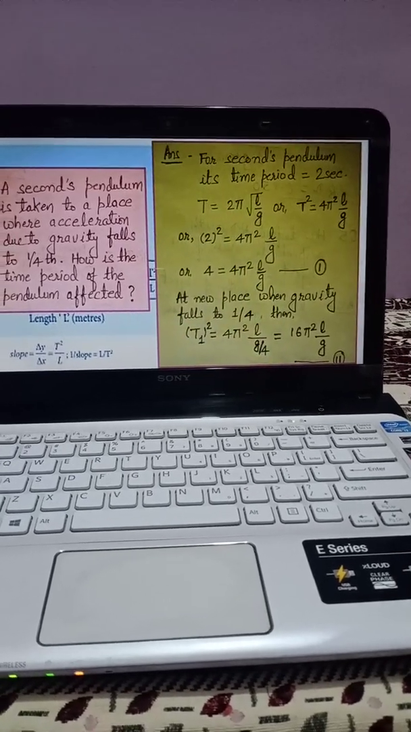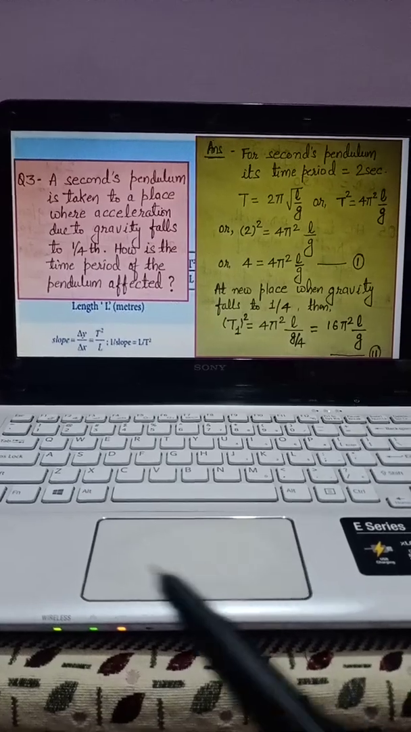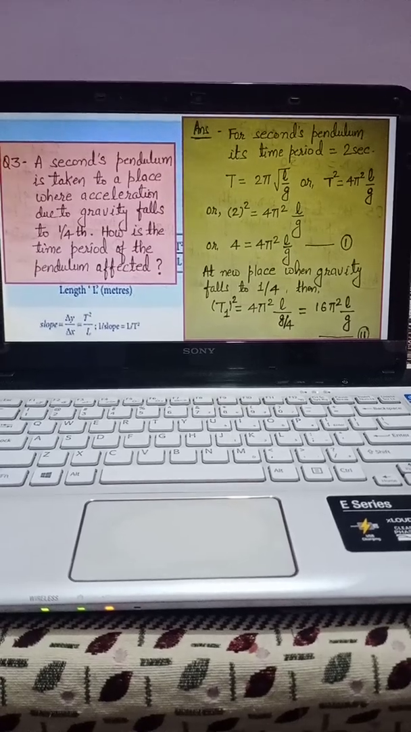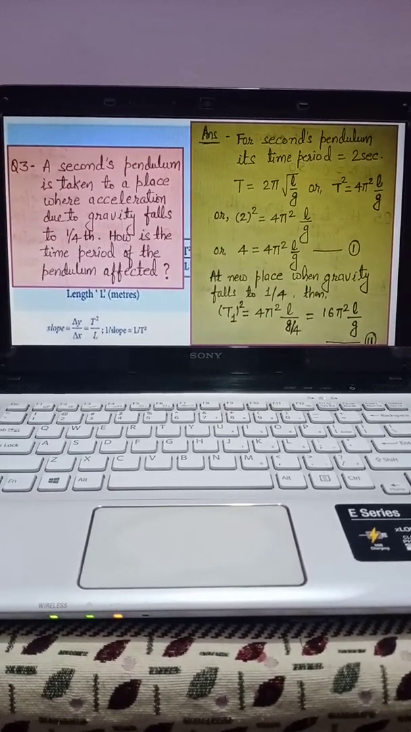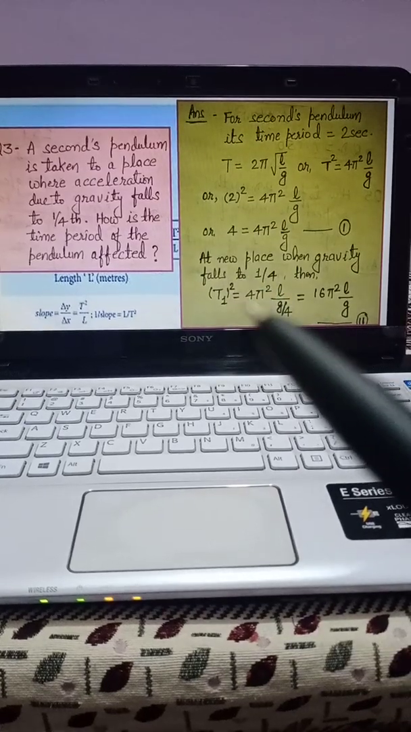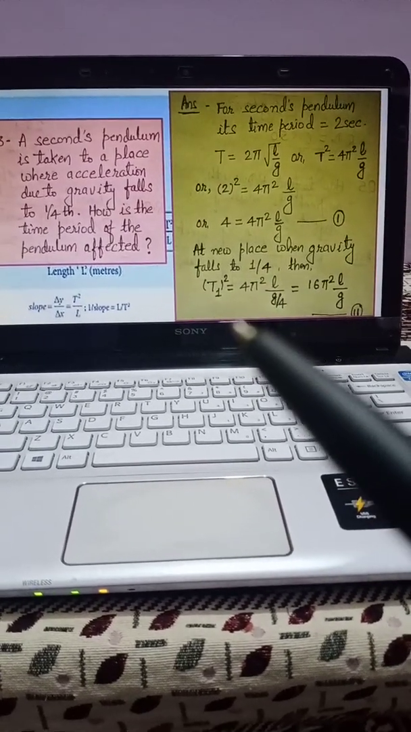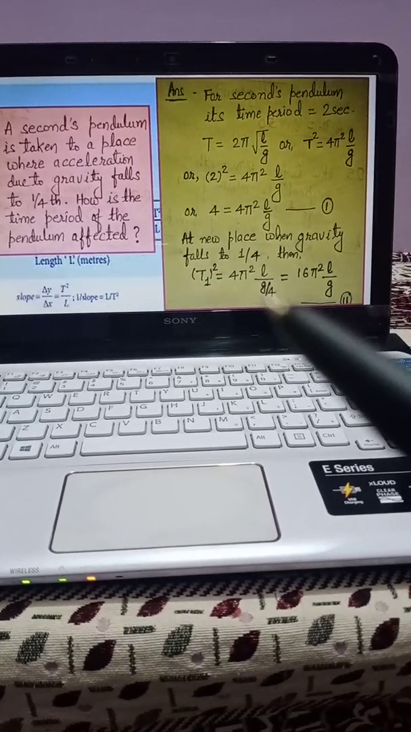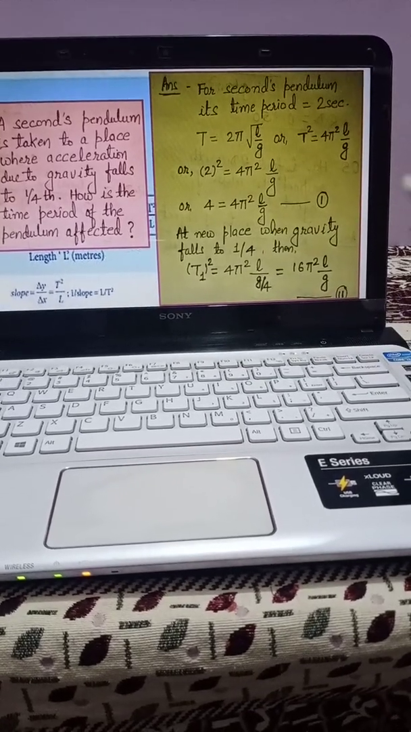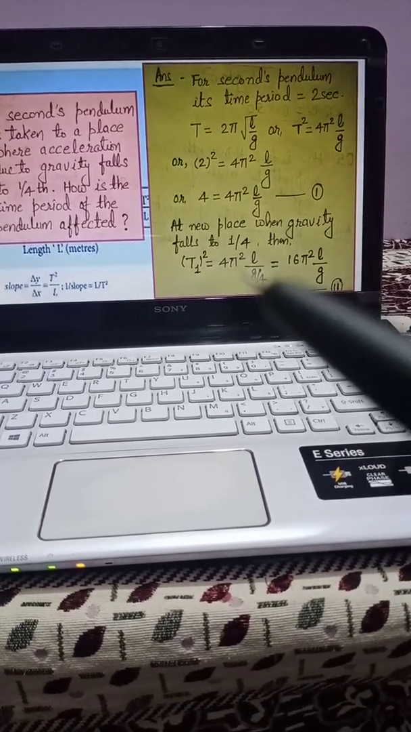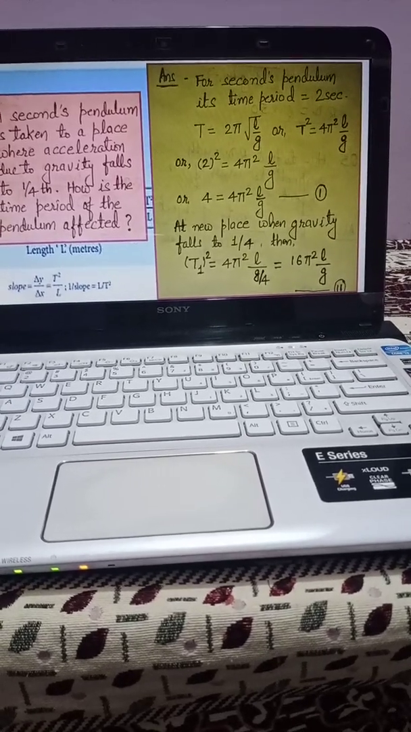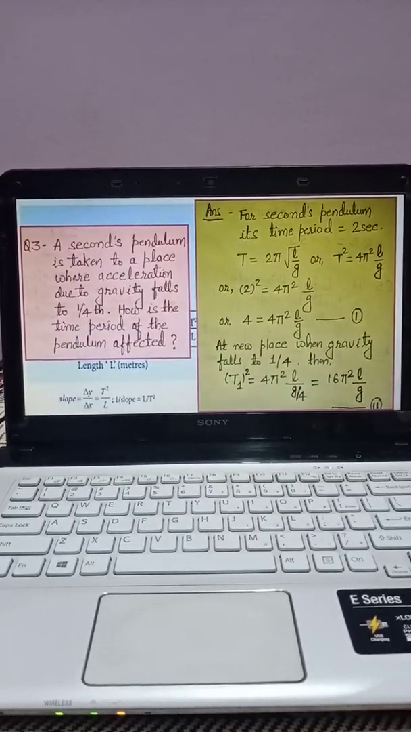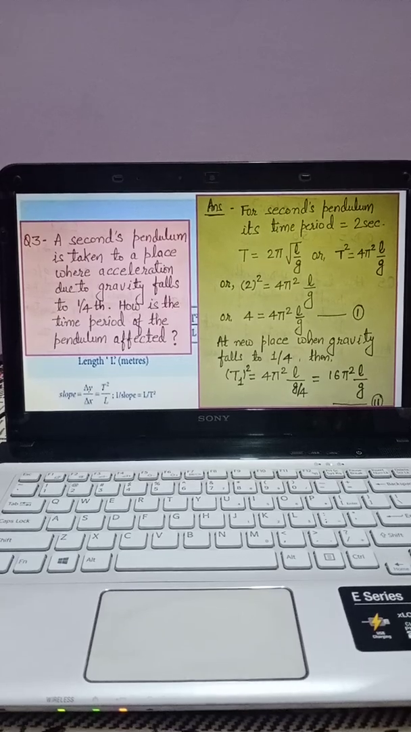Now as per the question, the gravity falls to 1 by 4th. So when the gravity falls to 1 by 4 times, what is going to happen? In the case of g, we substitute g by 4, and then by using the formula we get T square is equal to 16 pi square L by g, and this will be equation number 2.